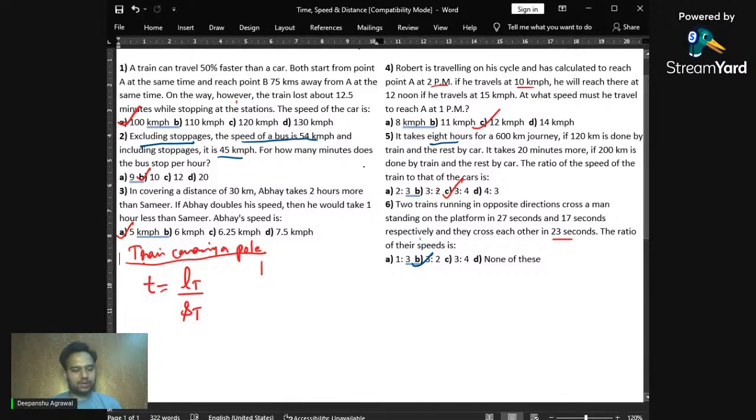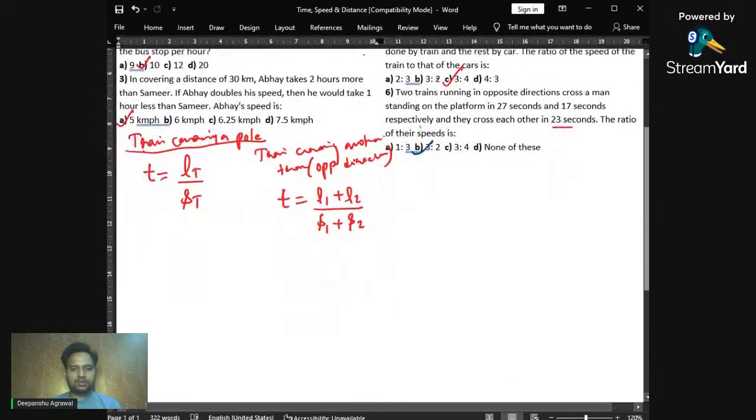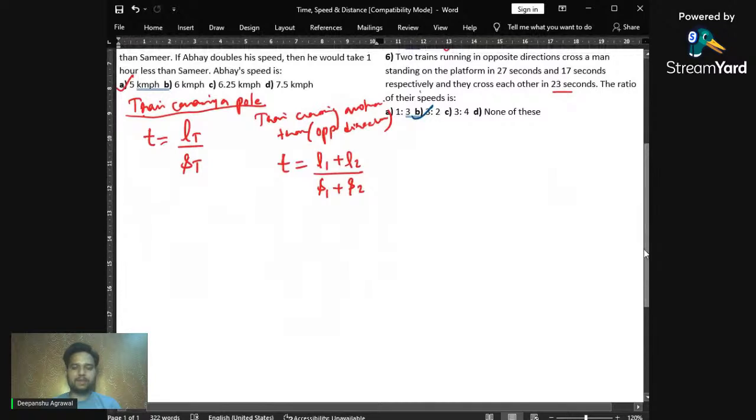And when we talk about a train crossing another train in the opposite direction, the formula is: time taken is equal to length of first train plus length of second train, divided by speed of first train plus speed of second train. These are the two formulae that you need to know to be able to solve this question number 6.